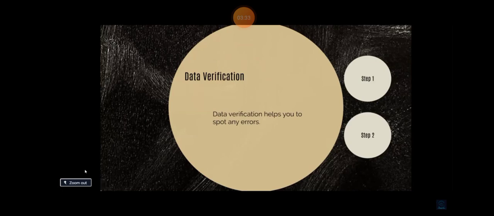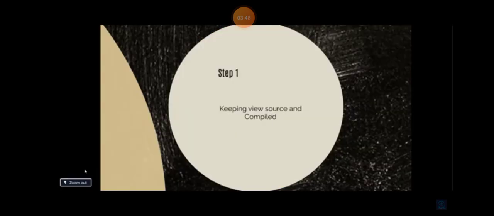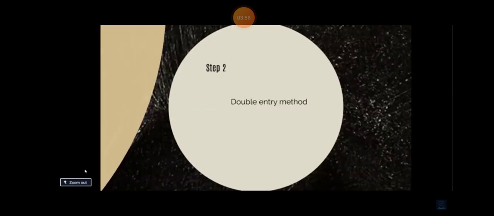So these are the two steps by which we can verify our data. First, you have to compare your final data with the source document. This is your step 1. Keeping the source in view and comparing it with the compiled data is the first step to verify your data. The second method is called the double entry method. First, let us discuss the source document method.